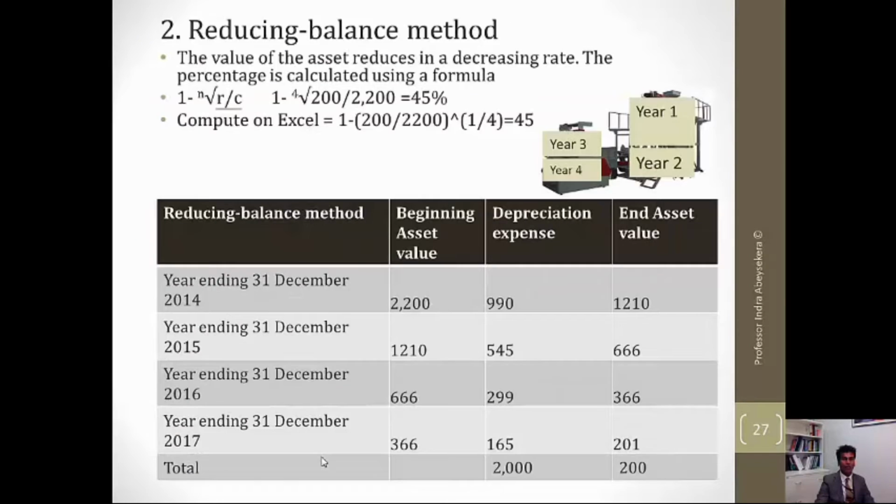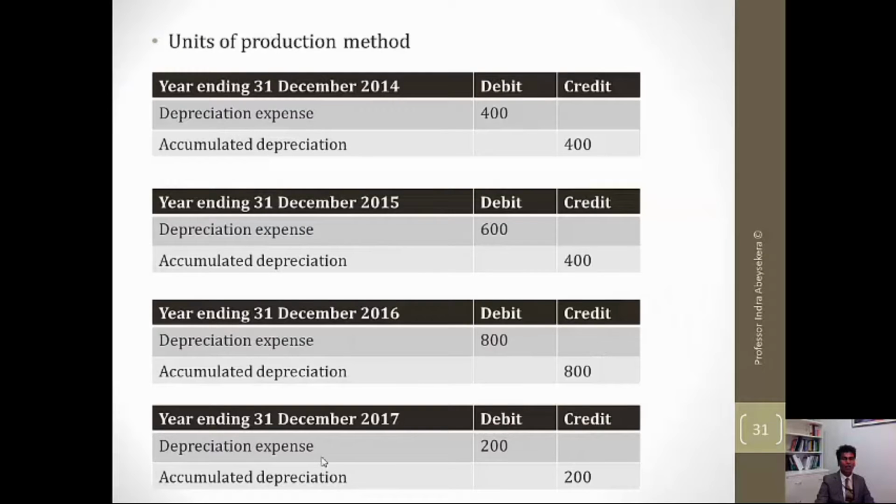Once we have found the depreciation, we can do the journal entry. The typical journal entry for a year is that we debit depreciation expense and we credit accumulated depreciation. Every year we keep doing that, and our accumulated depreciation keeps accumulating over the years. Depreciation expense is for each given year, but accumulated depreciation keeps accumulating.